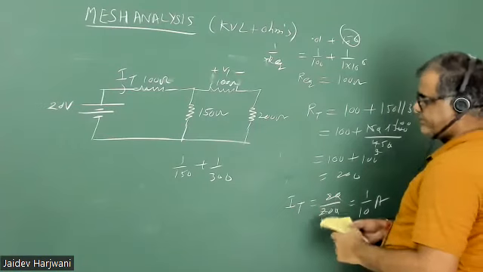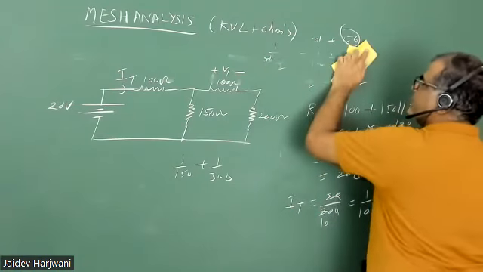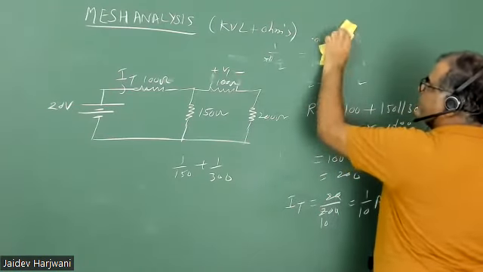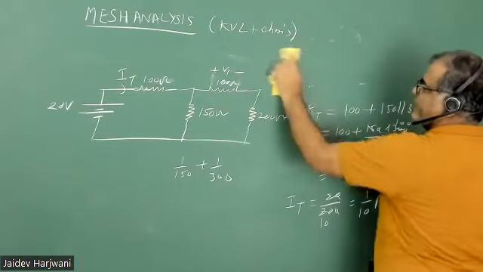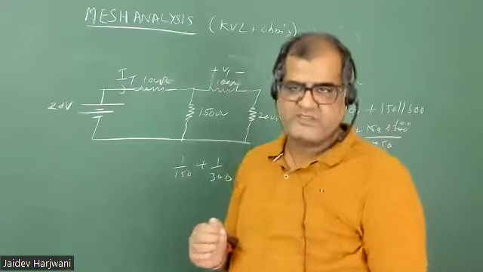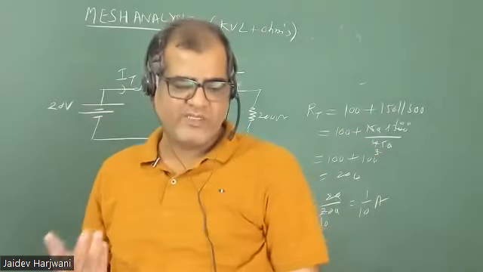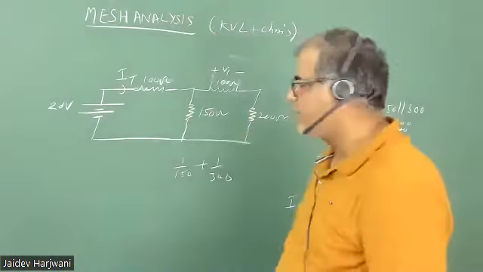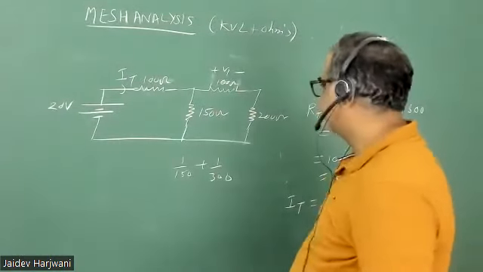How do we write 1 by 1 into 10 power 6, sir? Here is 1 mega ohm resistance, 10 raised to power 6 ohm. Mega ohm resistance is what? 1. Okay, yes, sir.